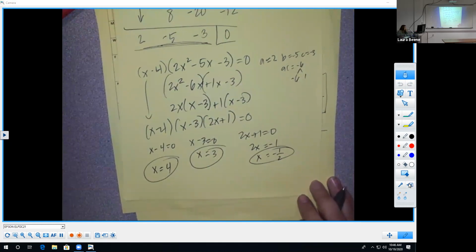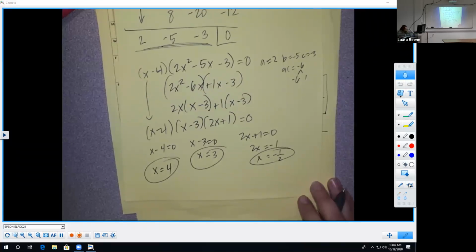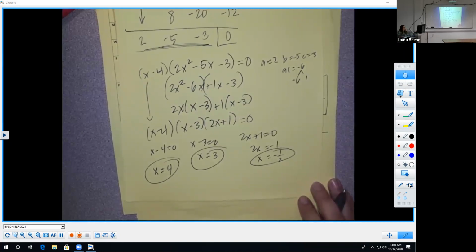What else? You want to do another inequality one, 29 or 30? Are you good with those?